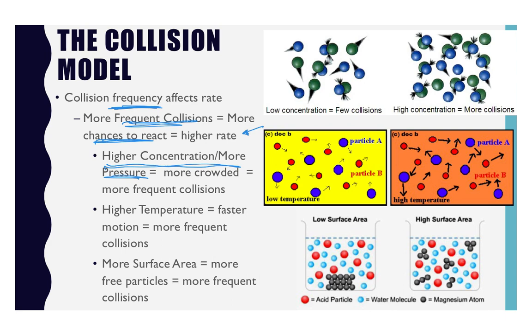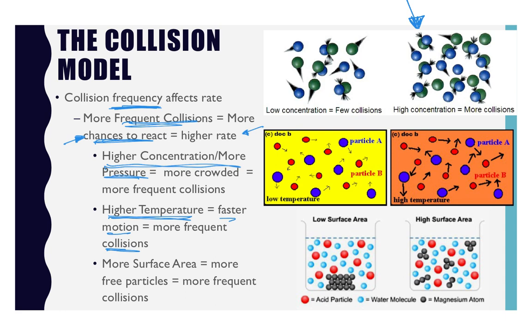If I've got more concentration, it's more crowded, and if it's more crowded, I'm going to have more collisions. If I have more collisions, there's a higher chance that one of them is going to be able to react, and so you end up increasing the rate. Another way to get more frequent collisions is to have higher temperature. If you have higher temperature, the particles are moving faster. If they're moving faster, they're approaching one another more frequently, and as a result, you're going to end up with more frequent collisions. More frequent collisions means more chances to react, means a higher rate.